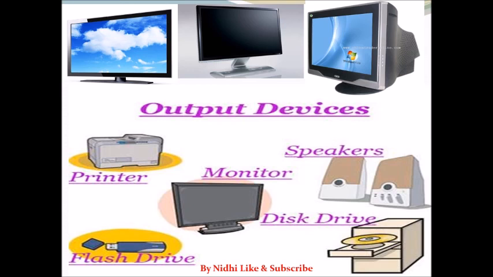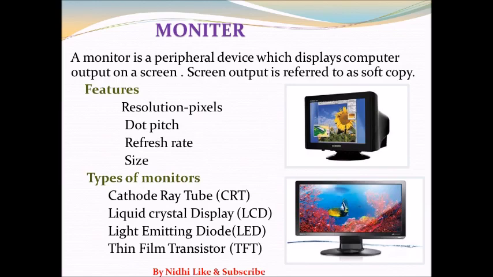Next is monitor. Now we are going to talk about monitor. Monitor is a peripheral, or you can say connected device, which displays computer output on a screen. Screen output is referred to as soft copy. What are the features of a monitor? Resolution, pixels, that is the quality of image, and dot pitch, which means how many pixels are on that particular screen. Refresh rate means how fast the screen is changing, along with combinations of color. And next is size. These are the features that measure the quality of a monitor.